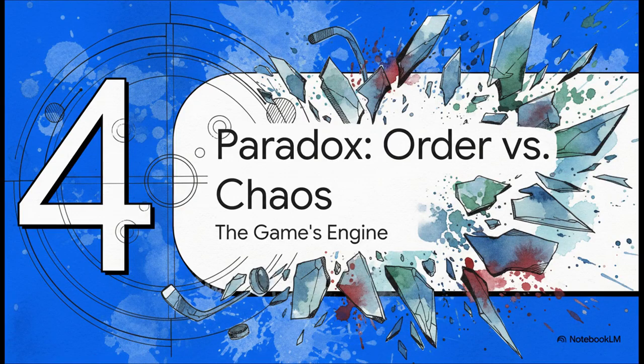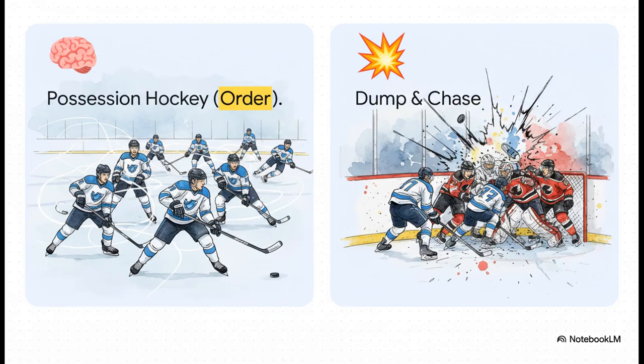All right, let's zoom back out and talk about the forces that are driving this entire game. The whole engine of hockey is really fueled by a constant paradox, this ongoing battle between structured, predictable order and total random chaos. This right here is the central strategic debate in all of modern hockey. You've got possession-style play, which is all about order. You maintain the loop of control, you carry the puck in. Then you've got dump and chase, which is about embracing chaos. You literally just throw the puck into the corner and bet that you can win the random 50-50 battle that comes next.